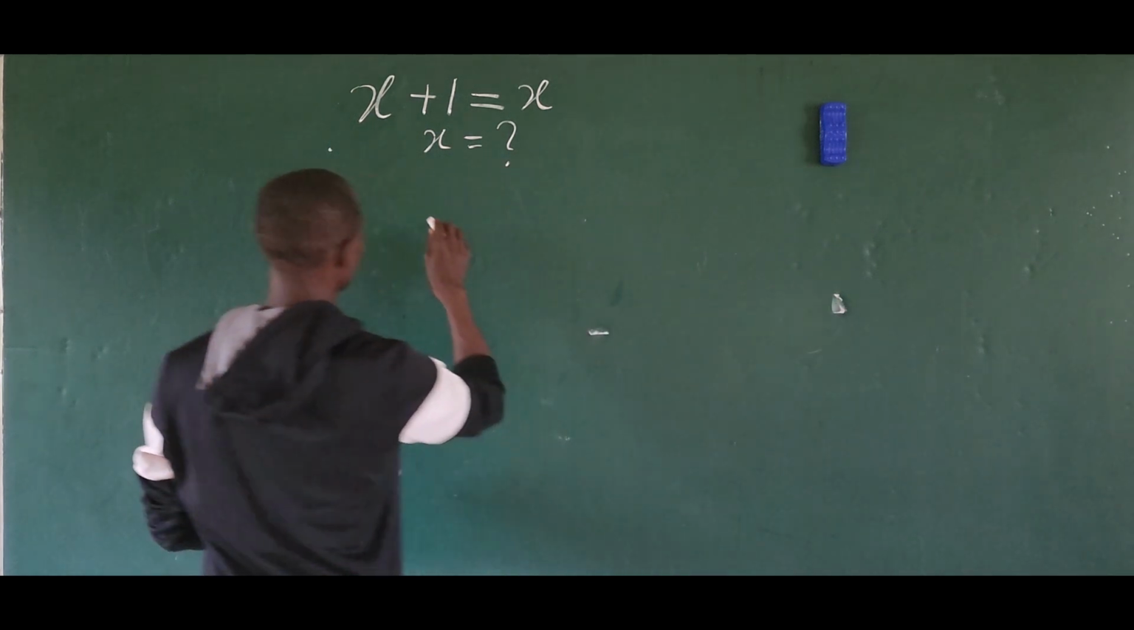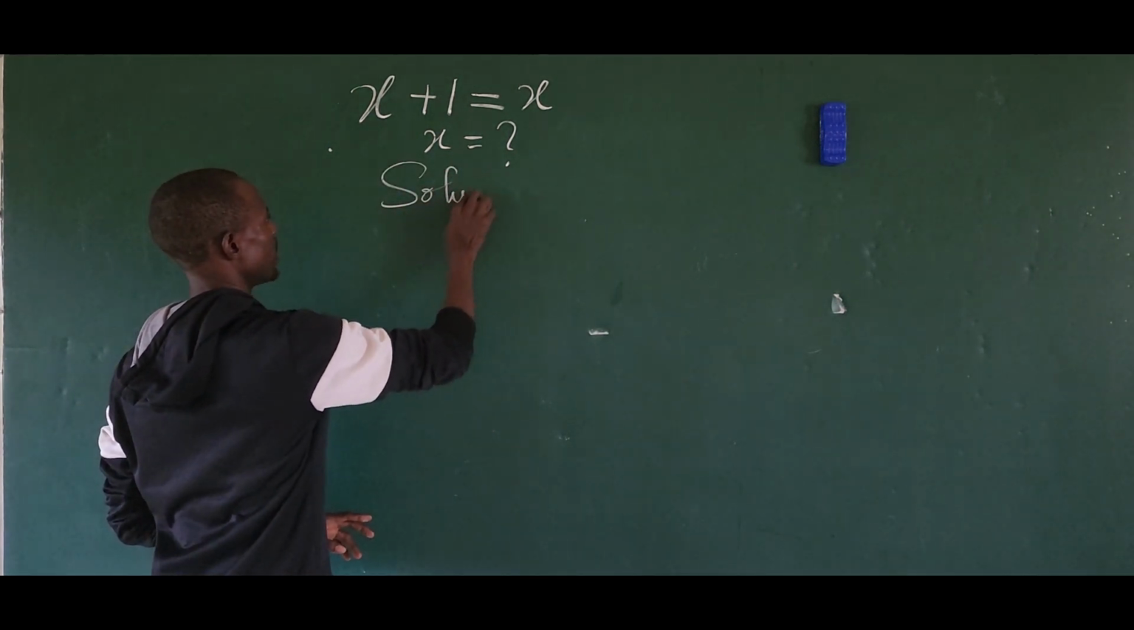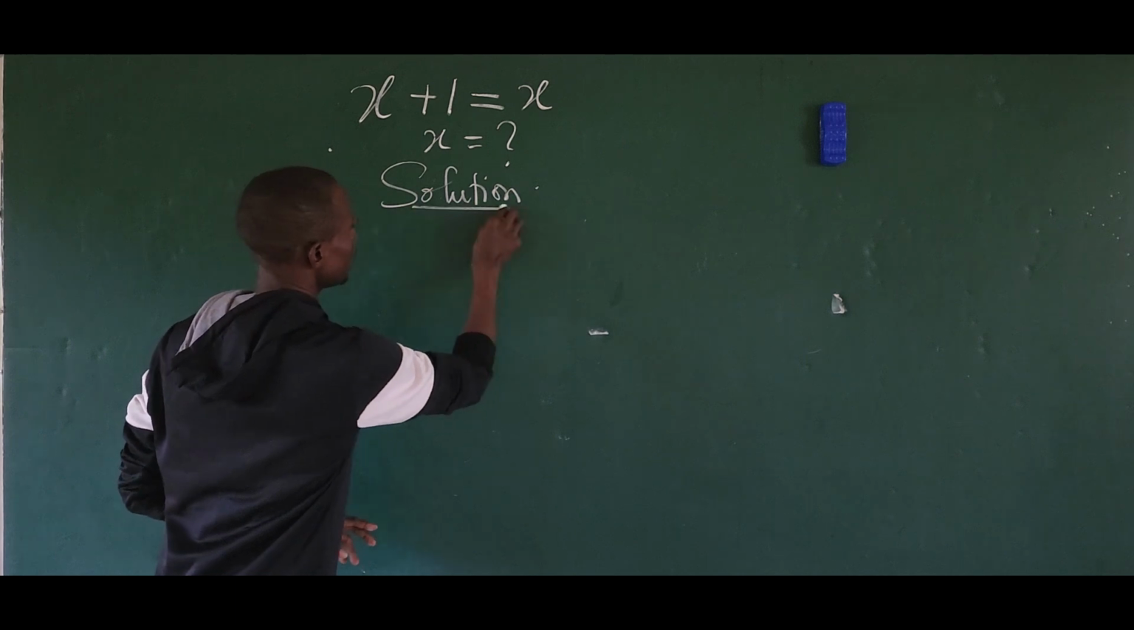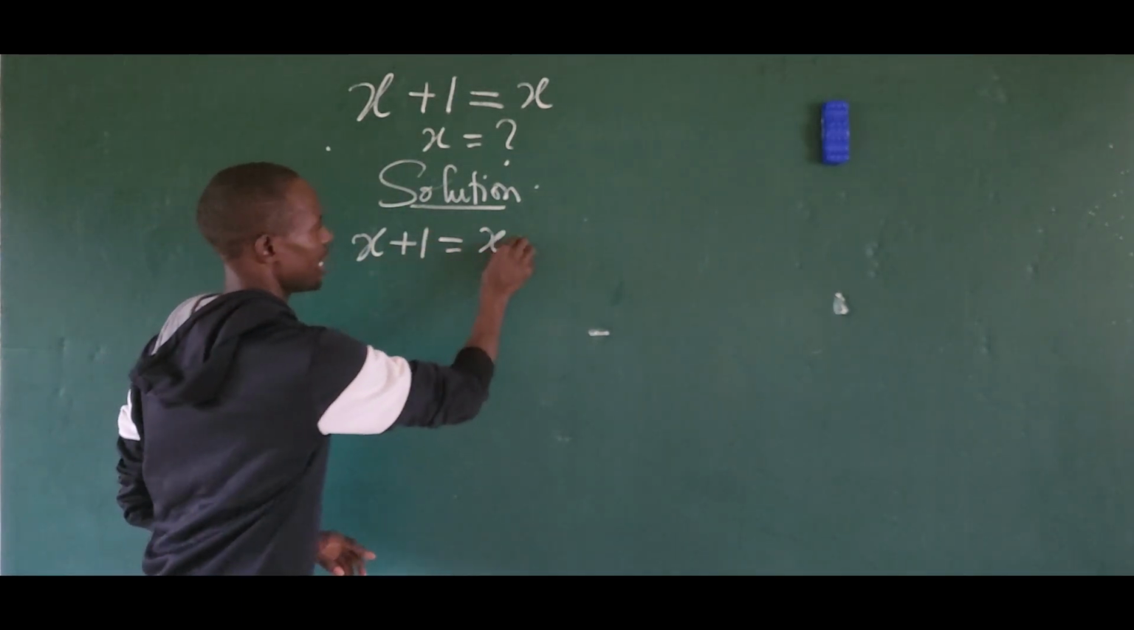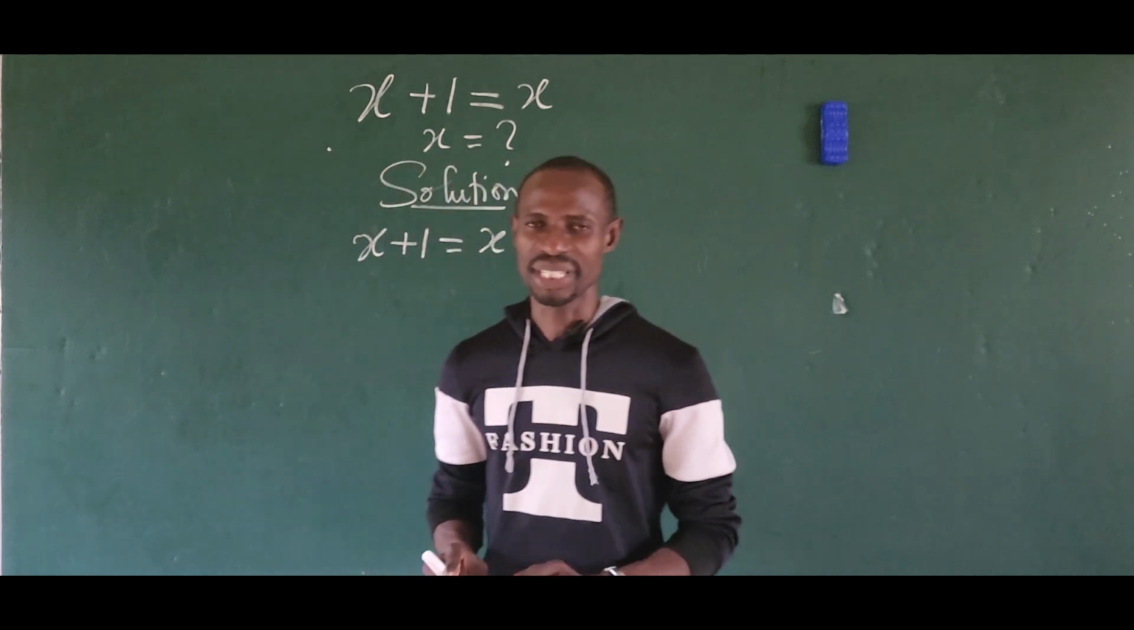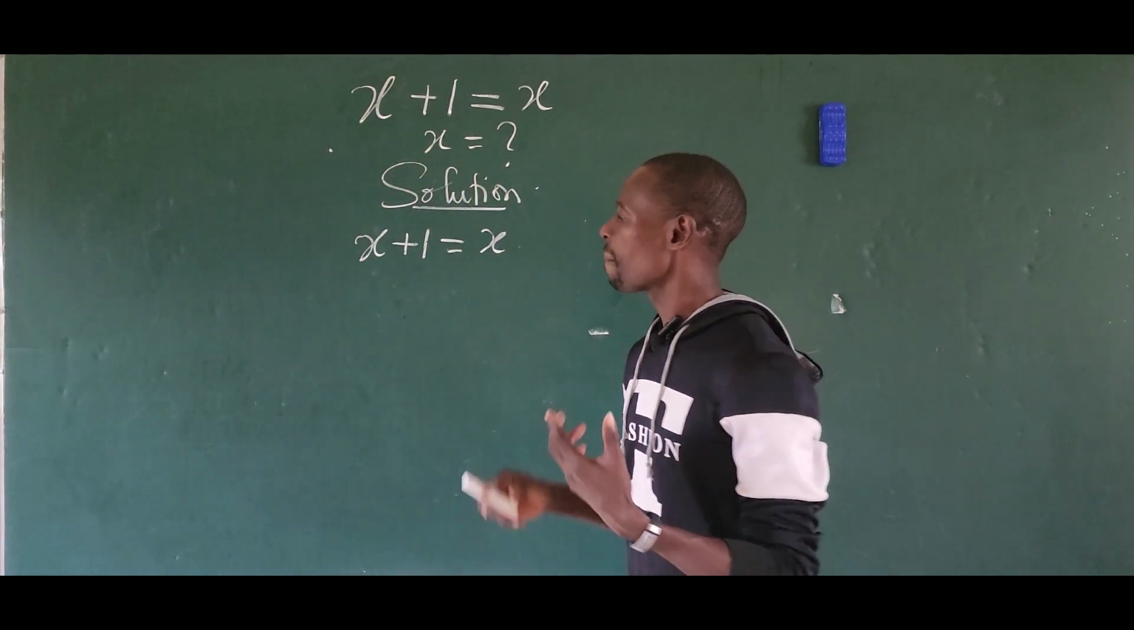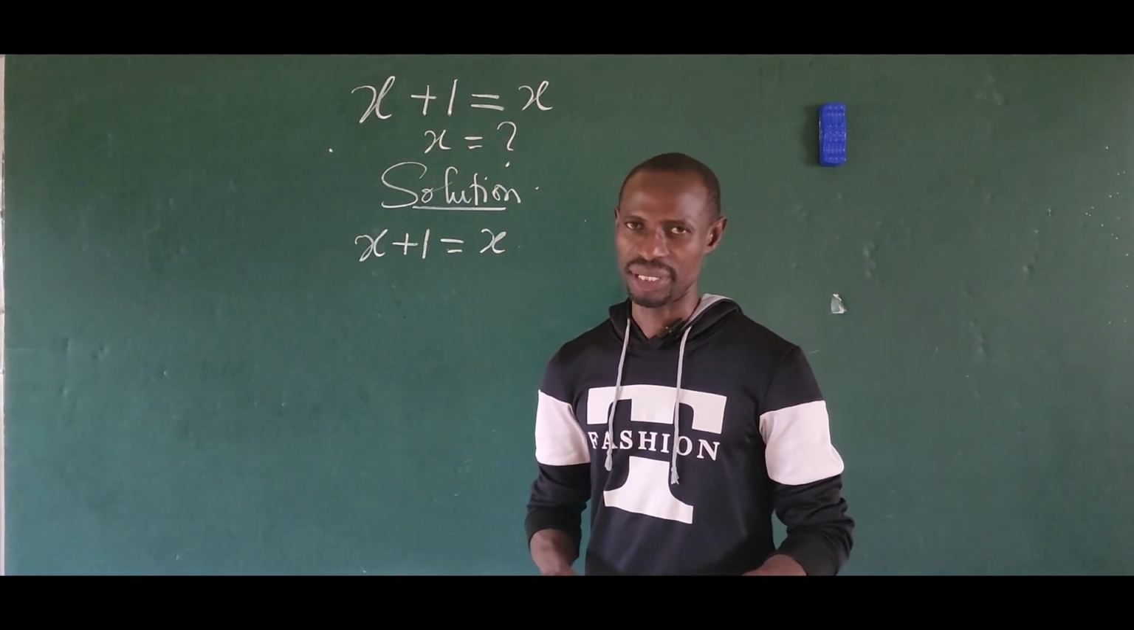So the first here, we're going to take our solution first. So if we take our solution, now look at this question. We have x + 1 = x here. So how to approach this is this. We're going to use the first method, which is the algebraic method, okay?